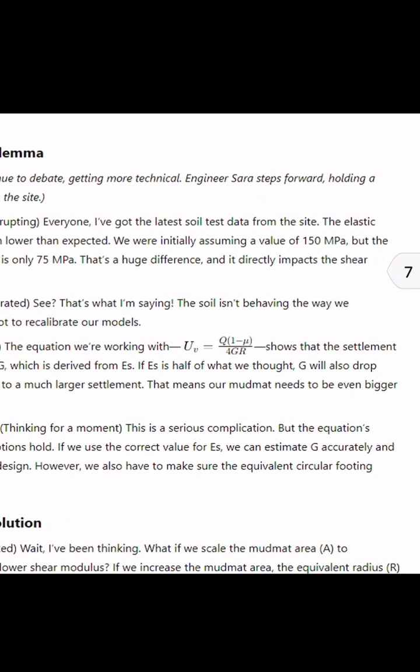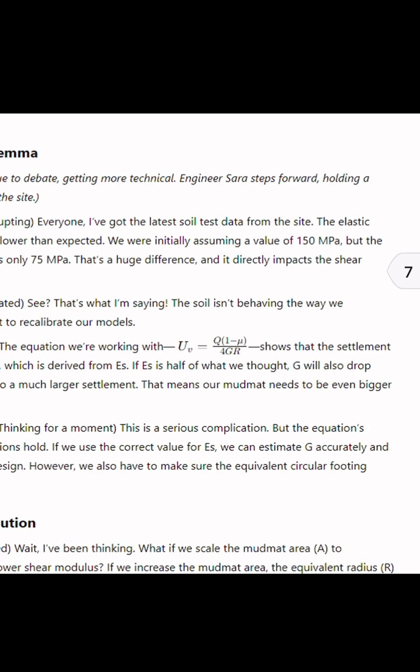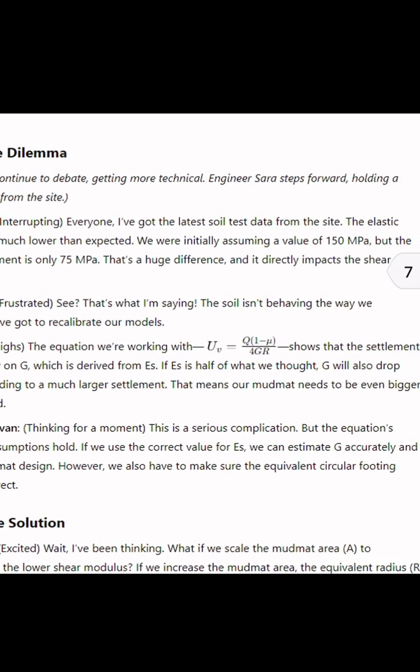Everyone, I got the latest soil data from the site. The elastic modulus is much lower than we expected.